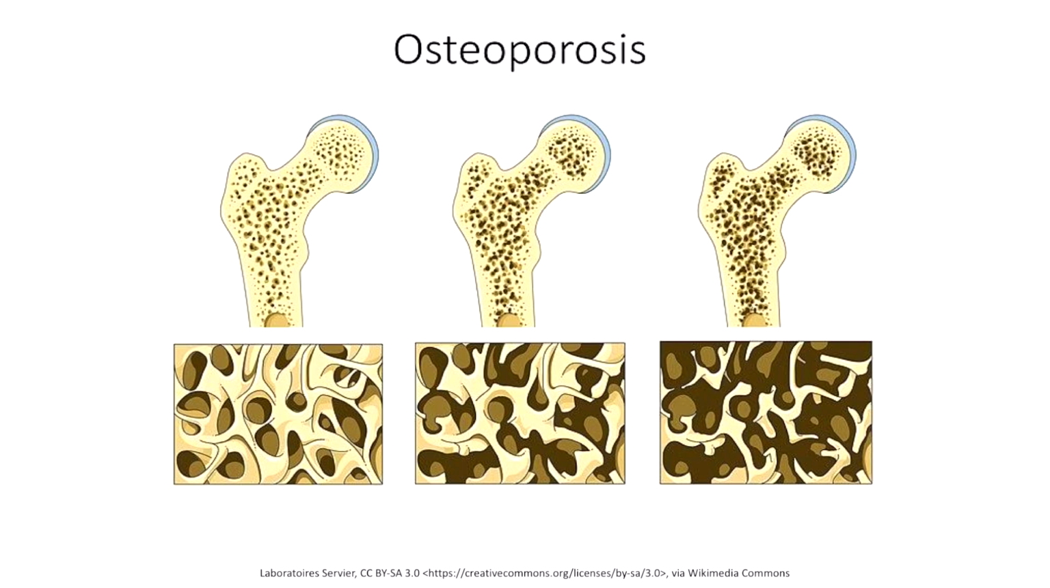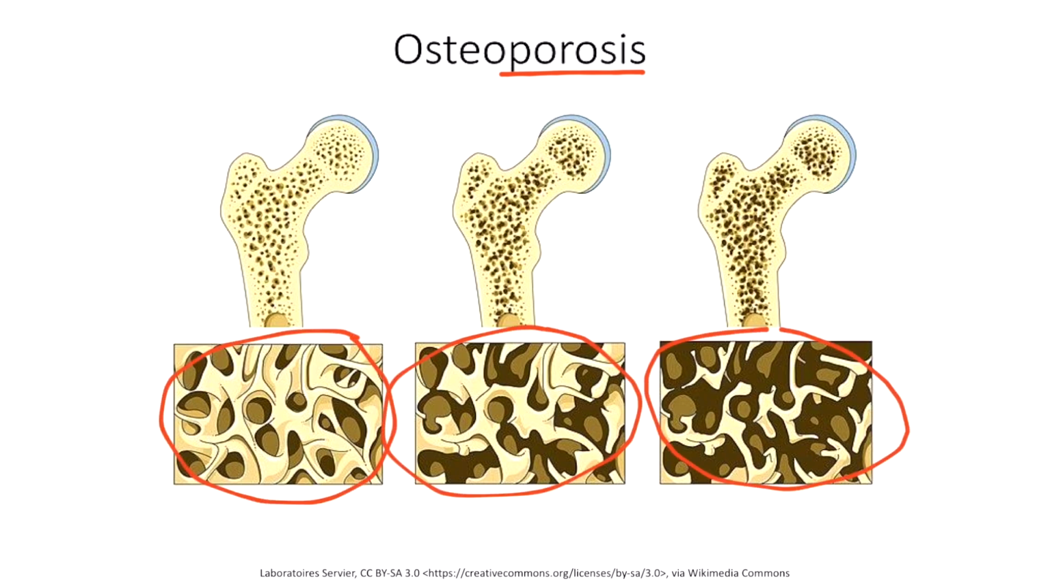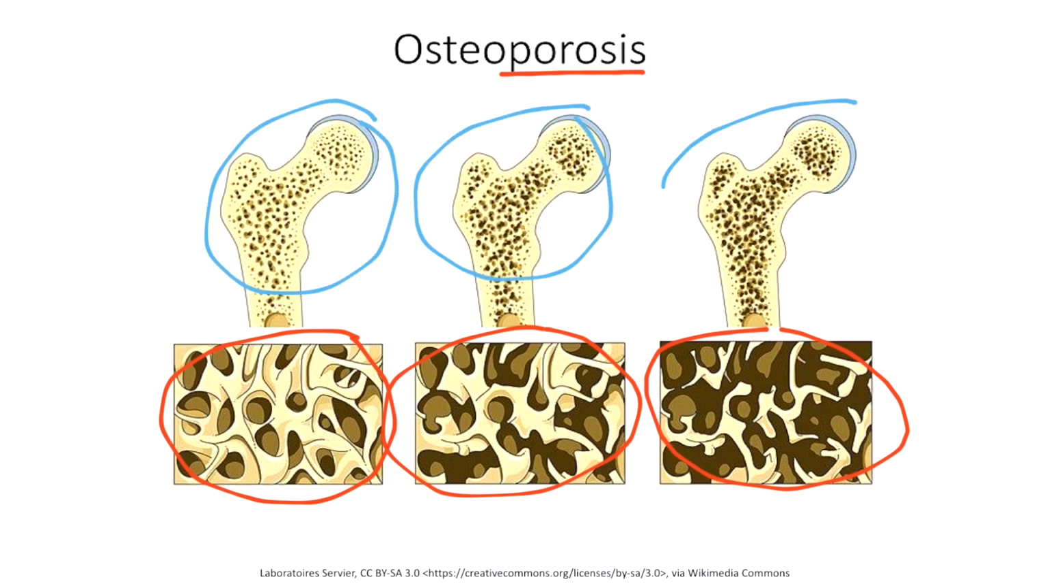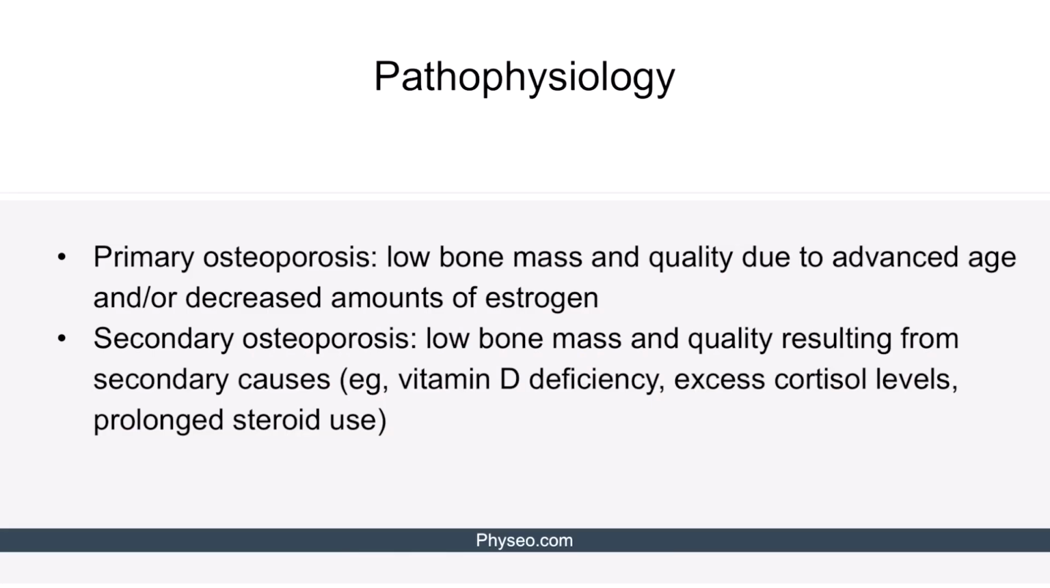Here we see an image illustrating the decreased bone mineral density that characterizes osteoporosis. The naming of this disease actually comes from the idea that the bones take on a porous appearance. Notice the compromised bone architecture and decreased bone density, which becomes more evident as you move from left to right on this image. The pathophysiology of primary osteoporosis is that the low bone mass and quality associated with the disease are due to advanced age, often in conjunction with decreased amounts of estrogen. Now, the mechanism by which low estrogen can result in decreased bone mineral density is complex, and it's not totally well defined, so it's beyond the scope of step 2.